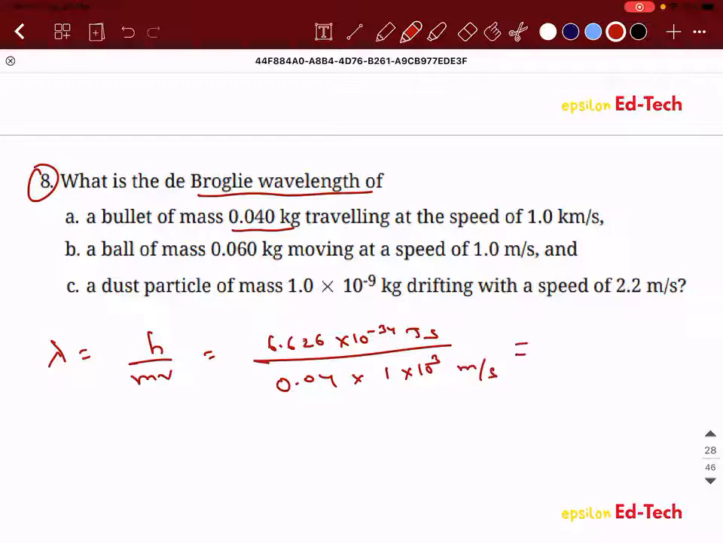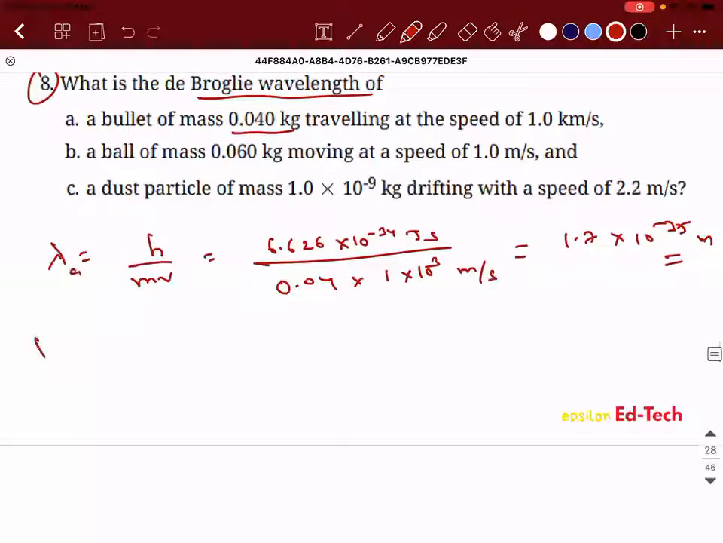So on solving this, I'll tell you what value you will get. We'll get the value as 1.7 into 10 power minus 35 meter. Okay, so that is for A. Lambda B, you can similarly calculate. Lambda C, you can similarly calculate. So lambda B will come out as 1.1 into 10 power minus 32 meter, and lambda C will come out as 3 into 10 power minus 25 meters.